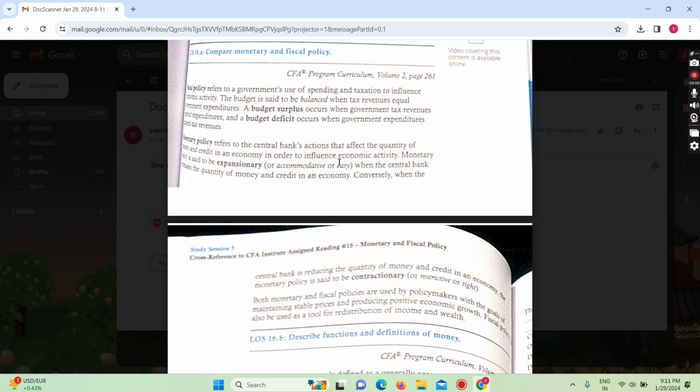Monetary policy is said to be expansionary, accommodative, or easy when the central bank increases the quantity of money and credit in an economy. When the central bank increases the quantity of money and credit in an economy, then we say that it is following the expansionary monetary policy.